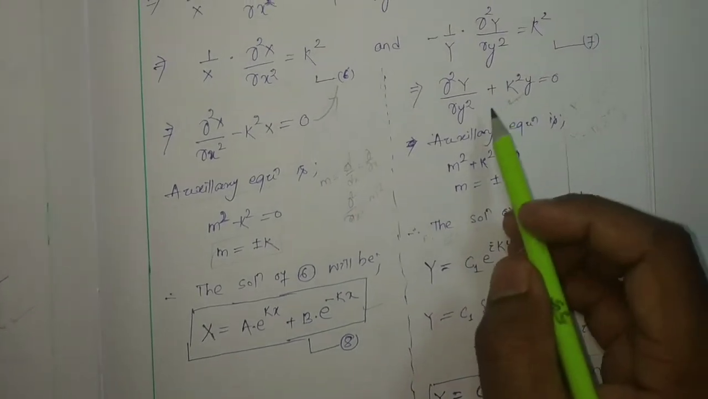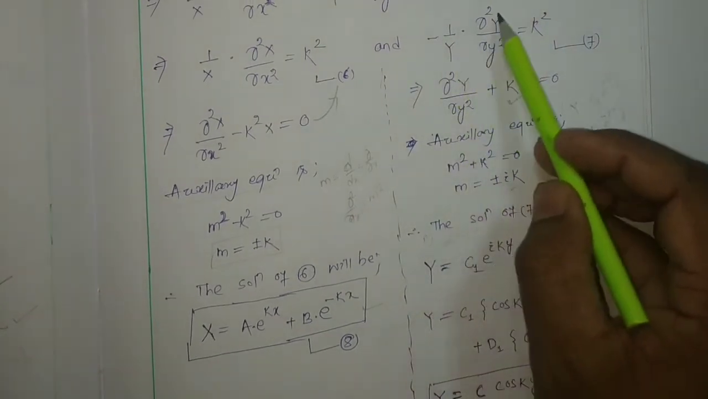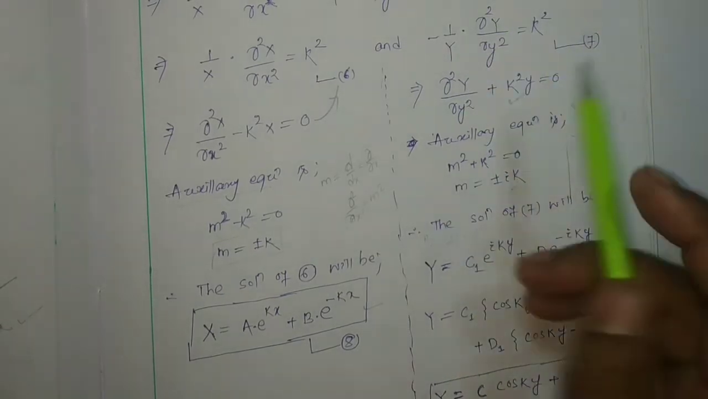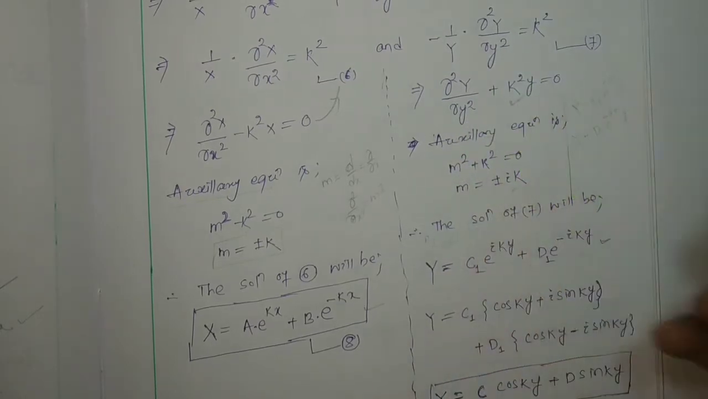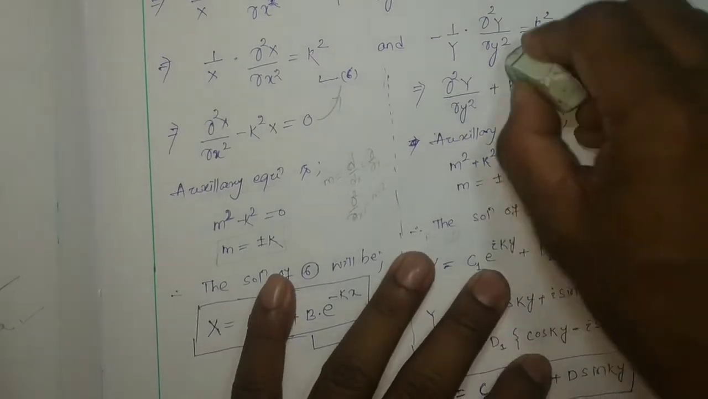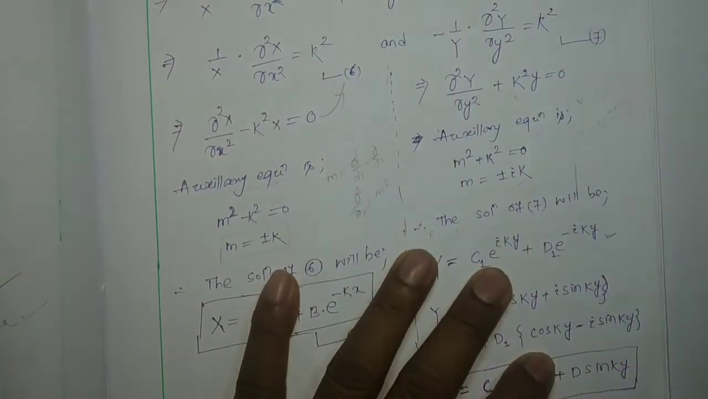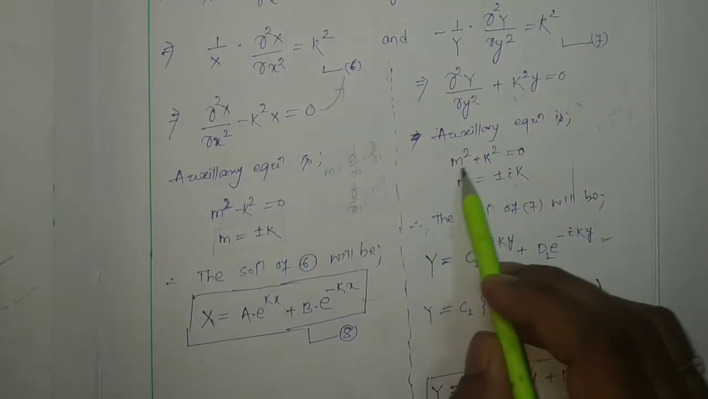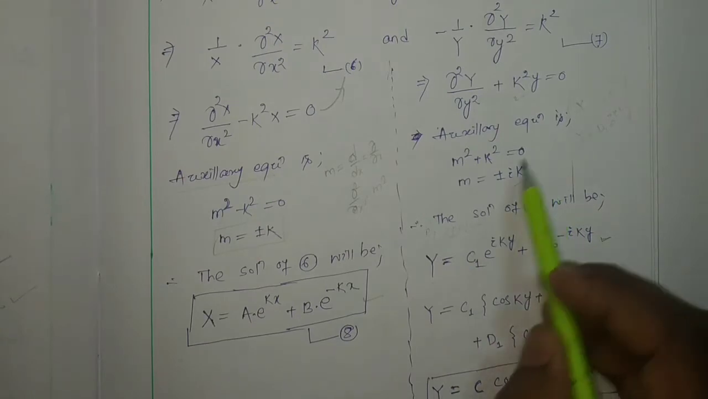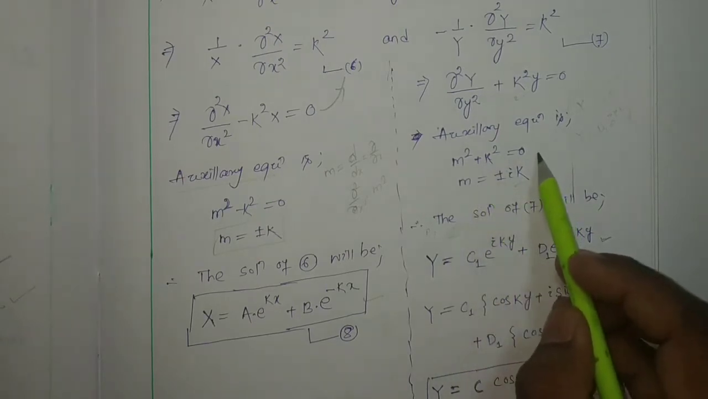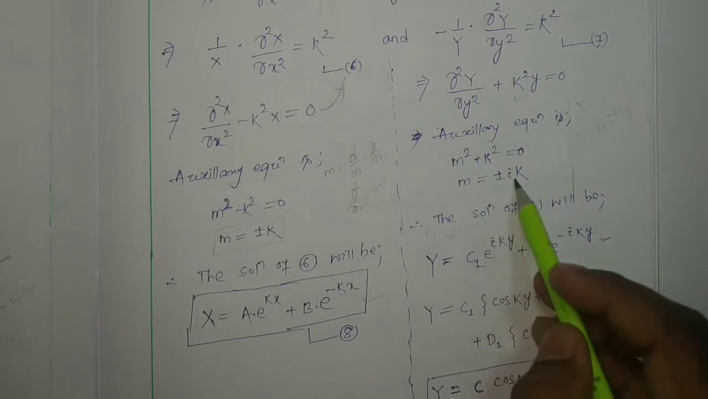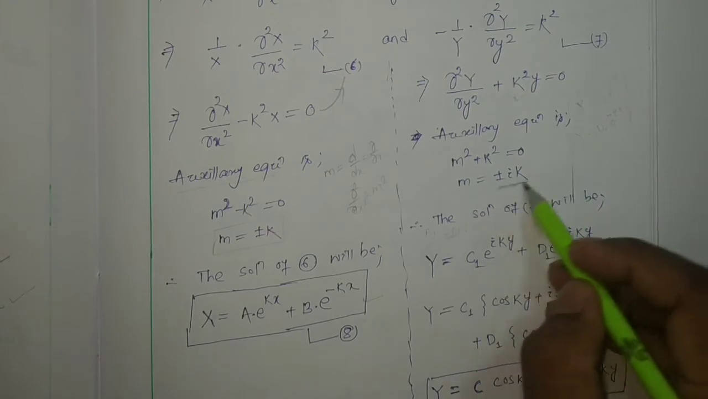Now we have to consider this one: minus 1 by y into del square y by del y square equal to k square. So it will be del square y by del y square plus k square y equal to 0. Here you can see that the auxiliary equation of this second order differential equation will be m square plus k square equal to 0. So m square equals minus k square, and m is plus or minus ik. So here we also got two roots from the auxiliary equation.